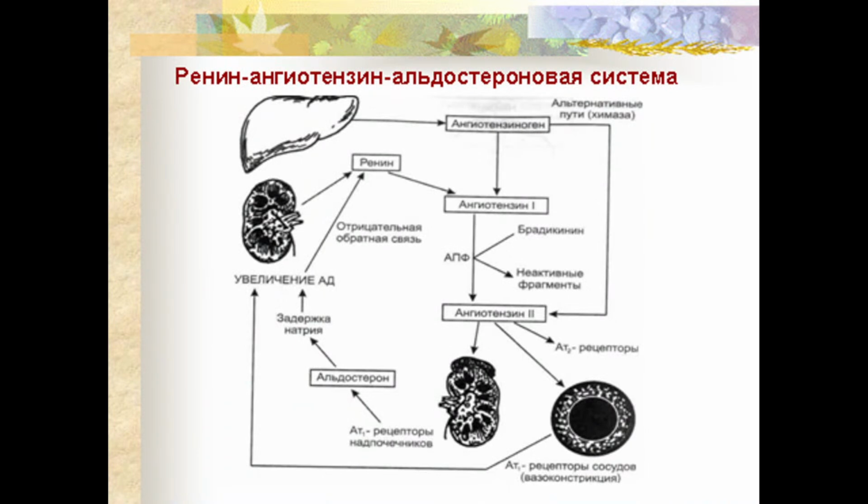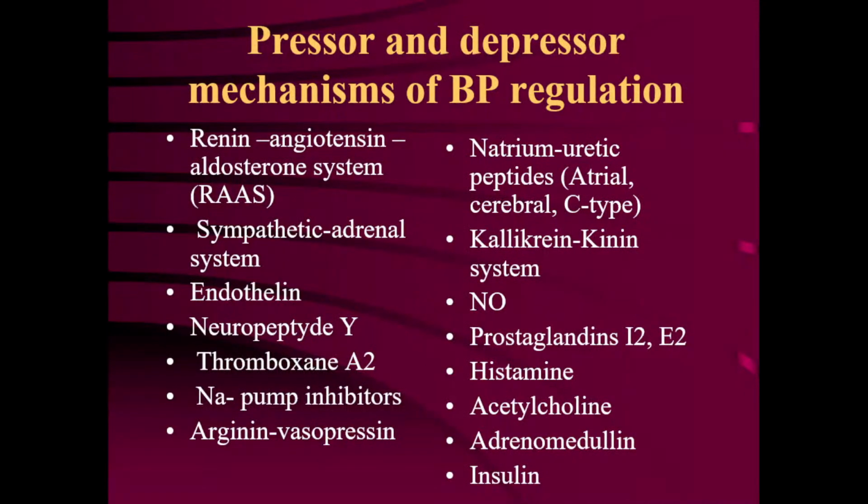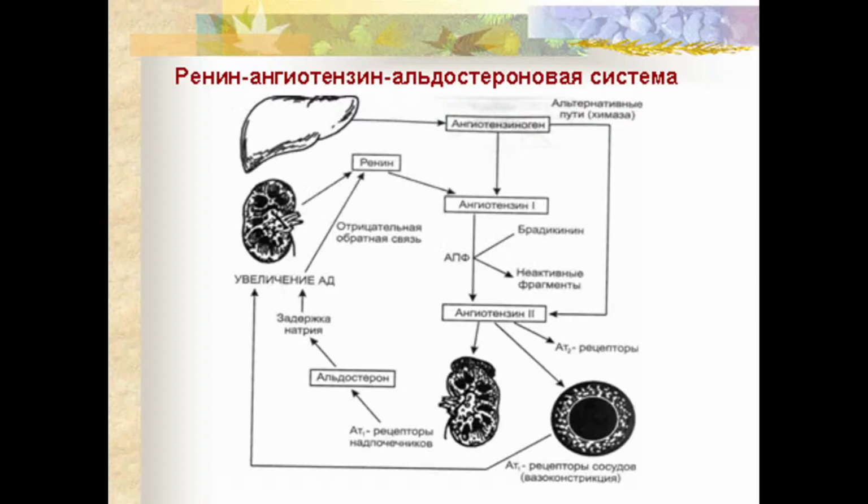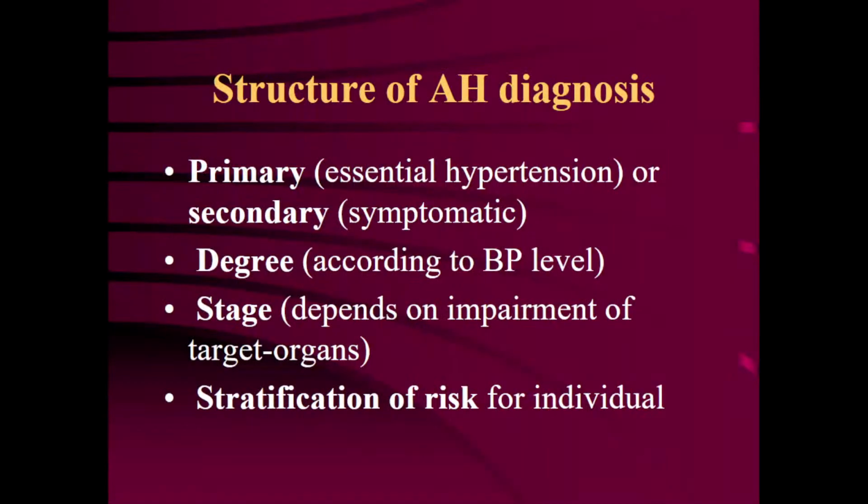And normally in healthy individuals, it should be balanced between pressor and depressor mechanisms. But if the patient experiences constant arterial hypertension, of course, you should understand that pressor mechanisms are prevalent over depressor factors. Now you can see a picture, an illustration of the renin-angiotensin-aldosterone system. I'm sure that everything is very clear on this picture.